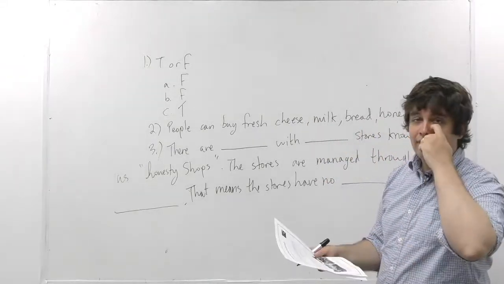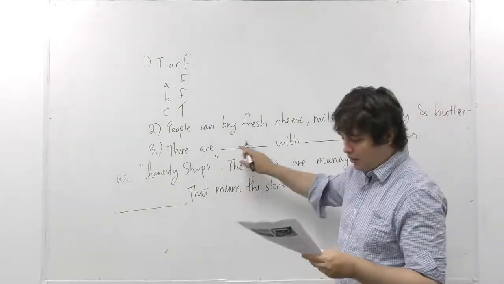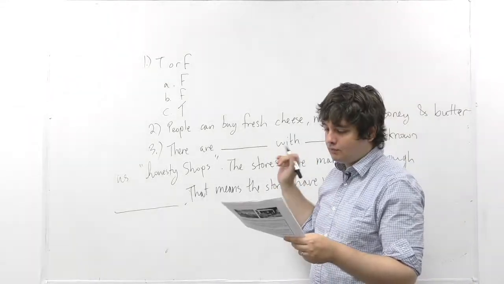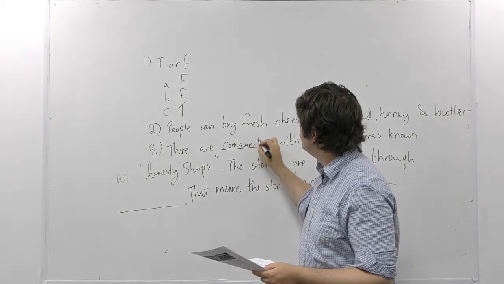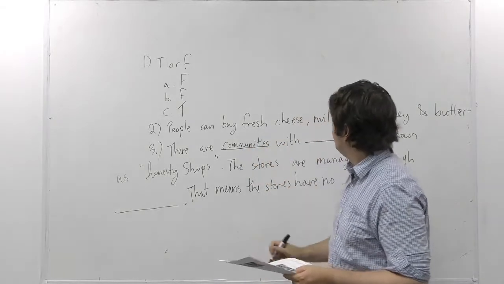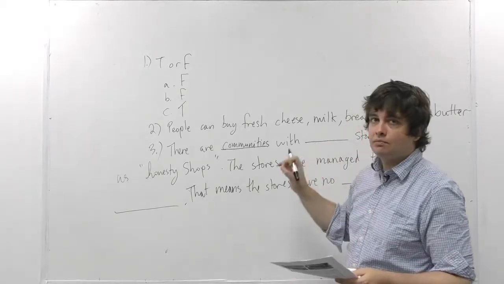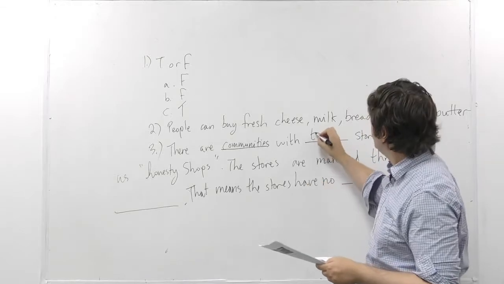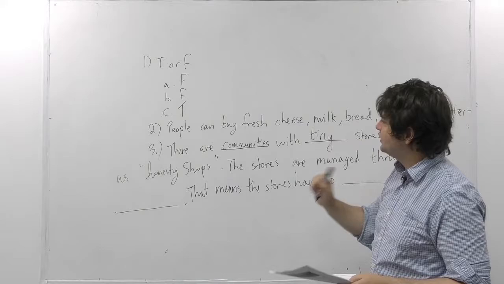Okay, so of course we have hints here that make this a little bit too easy, but there are neighborhoods. So instead of neighborhoods, of course, the answer we're looking for is communities. The plural form though. Communities. There are communities with, and then our second blank here says small. But of course, we didn't look at the word small, we looked at the word tiny. There are communities with tiny stores known as honesty shops.